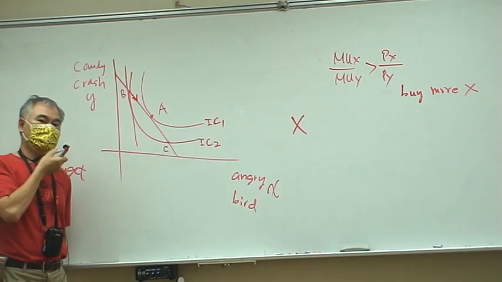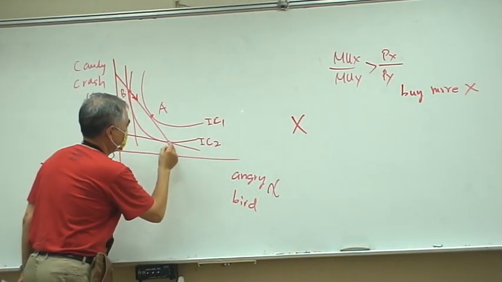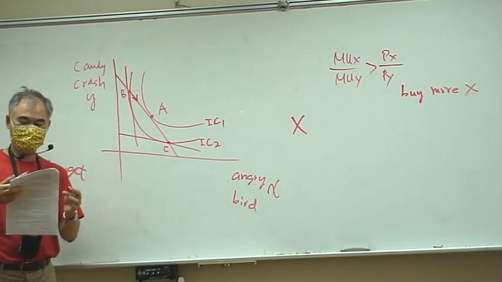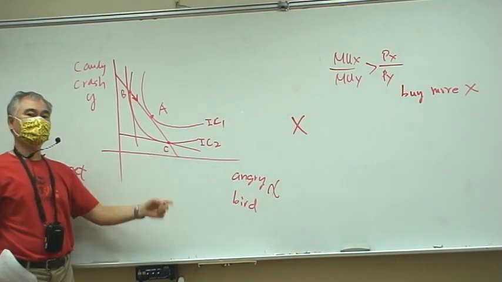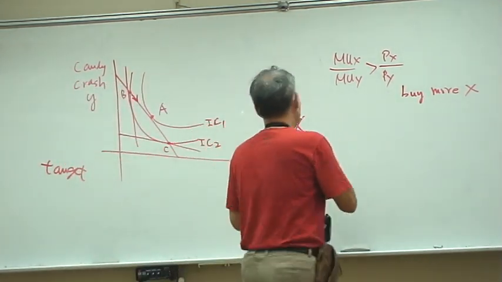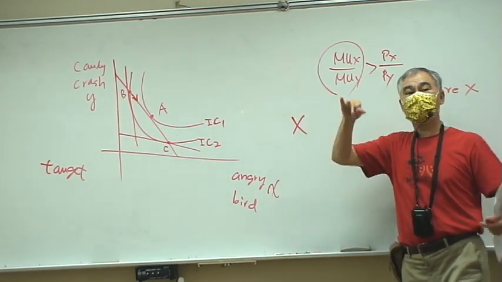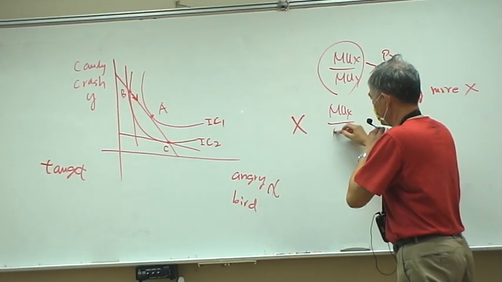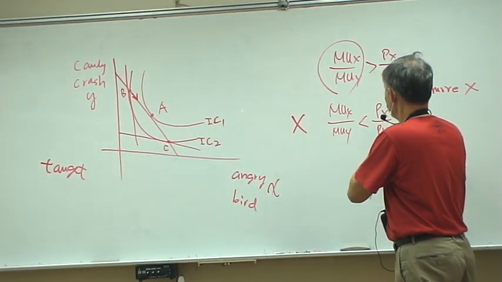Now we are going to do the other case at point C. Point C is flat, so not here. At point C, what should you do? What's the relation here? At point C the slope of the indifference curve is flatter, so MUx over MUy is less than Px over Py.